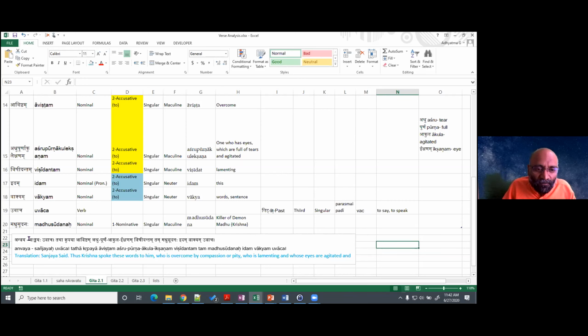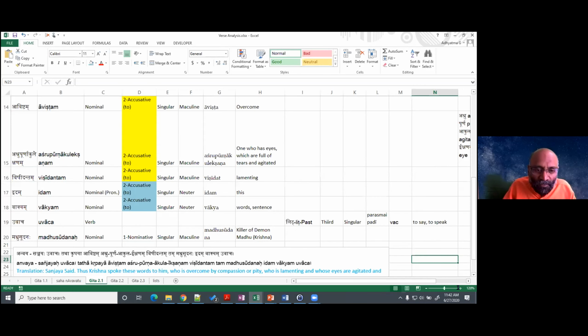This is the Sanskrit Anvaya, which shows how the sentence is written. So Sanjaya Uvacha, one word, Tatha Krupaya Avishtam Ashrupurna Akula Ikshanam Vishidantam Tam Madhusudanaha Idam Vakyam Uvacha. So generally the verb comes last in Sanskrit: subject, object, verb. Other cases can be put in different places.